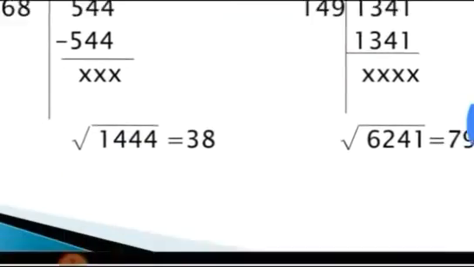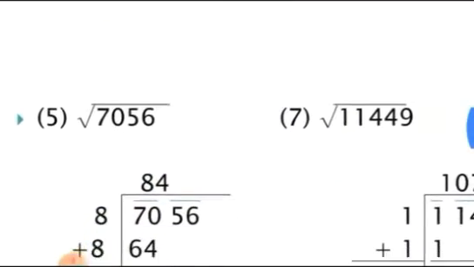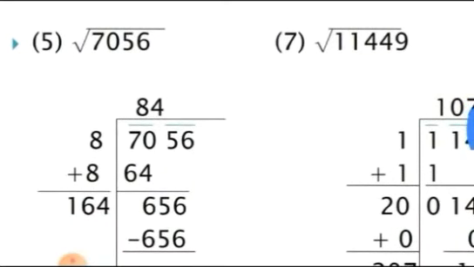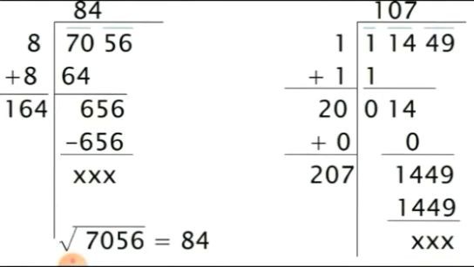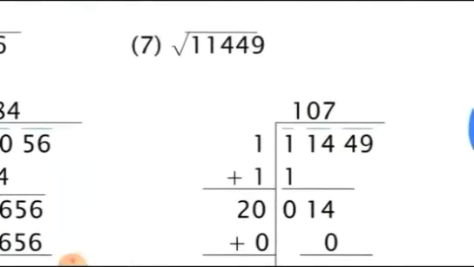You see here. Next question, question number 5, 7056. Here also 2 periods, 70 and 56. First you divide, 8 8s are 64. Then 8 also plus here, 116. Then 4 times 6 is 5 6. So the square root of 7056 is 84. Next question, question number 7.